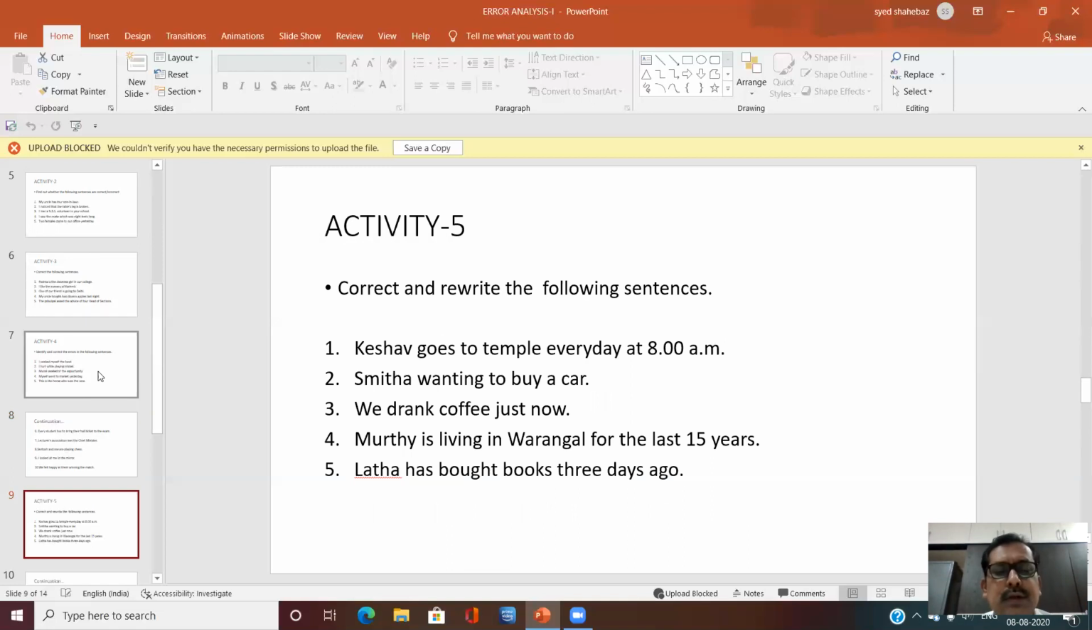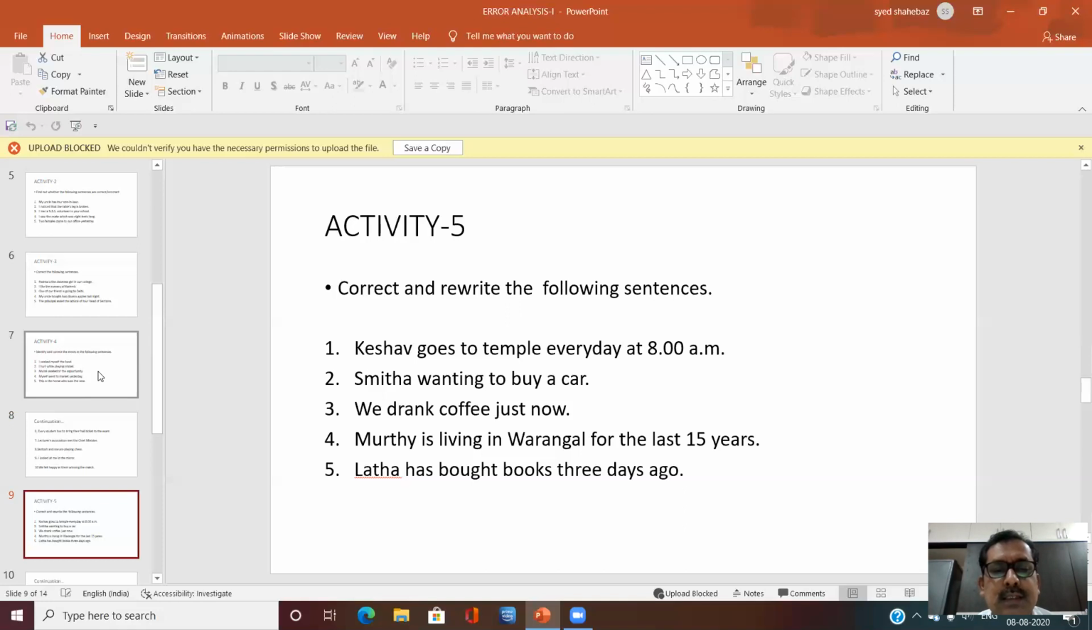Next, coming to activity 5. Correct and rewrite the following sentences. Keshav go to temple every day at 8 a.m. Here the word is not go but goes. Keshav goes to the temple every day at 8 a.m.